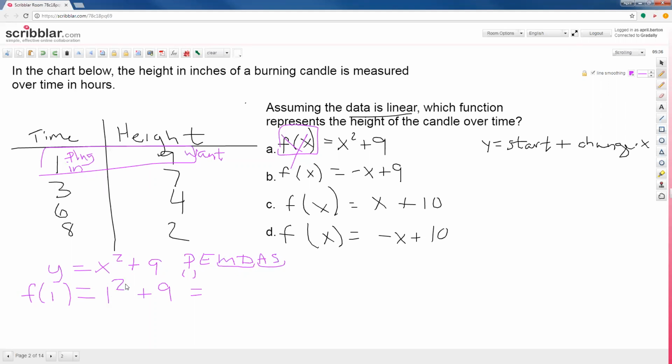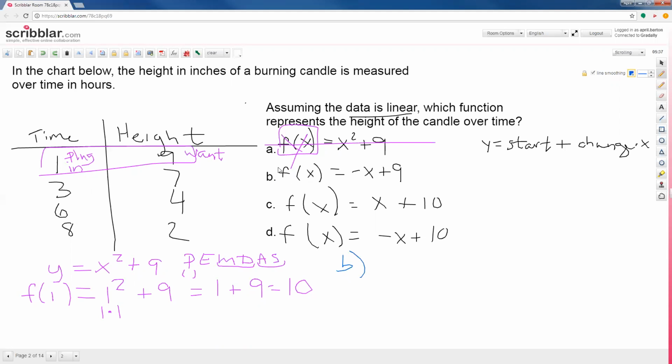So 1 squared you can plug into a calculator, or we know it means the same thing as doing 1 multiplied by 1. So 1 times 1 is 1, plus 9 is 10. So did that come out to be the number we wanted it to? Does it match the table correctly? It does not. So answer choice A, not our answer. So now we try answer choice B.